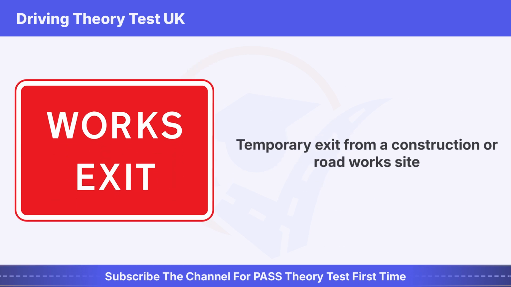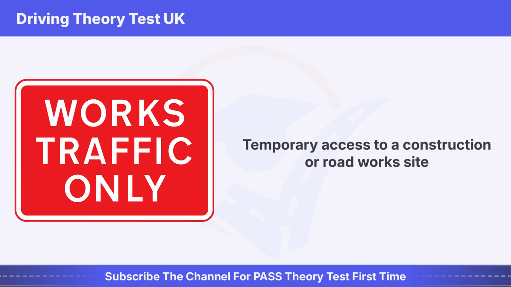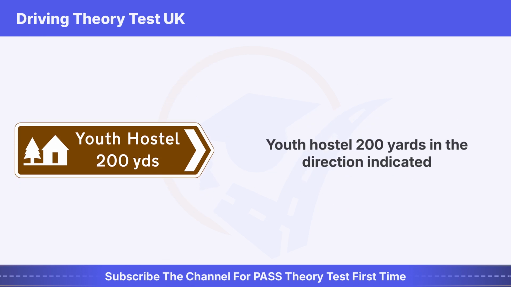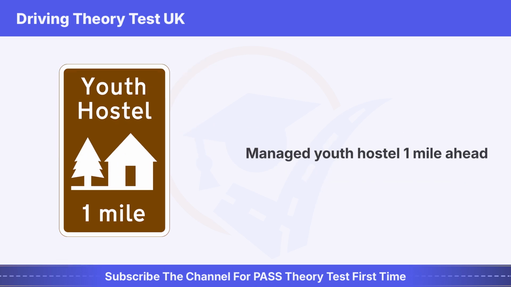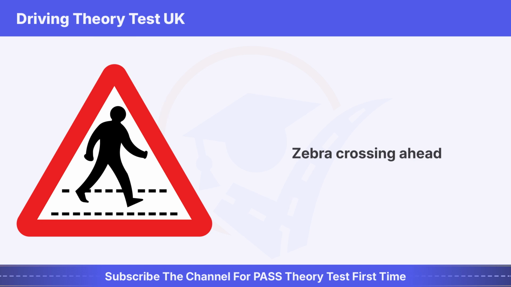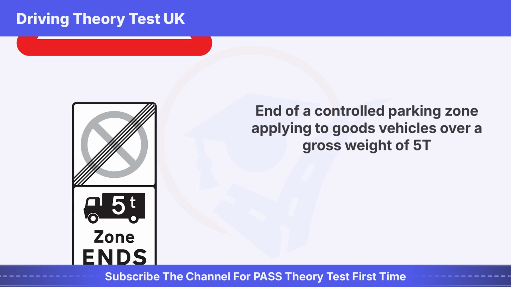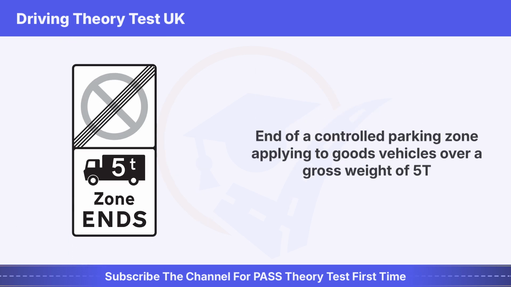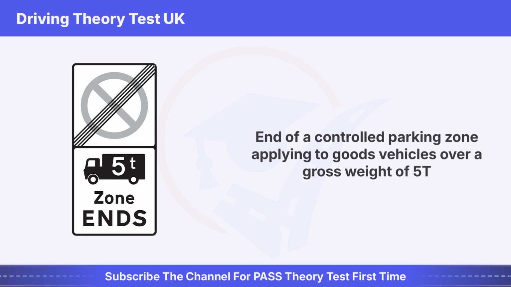Temporary entrance to a construction or roadworks site. Temporary exit from a construction or roadworks site. Temporary access to a construction or roadworks site. Youth hostel 200 yards in the direction indicated. Managed youth hostel 1 mile ahead. Zebra crossing ahead. End of a controlled parking zone applying to goods vehicles over a gross weight of 5 tons.